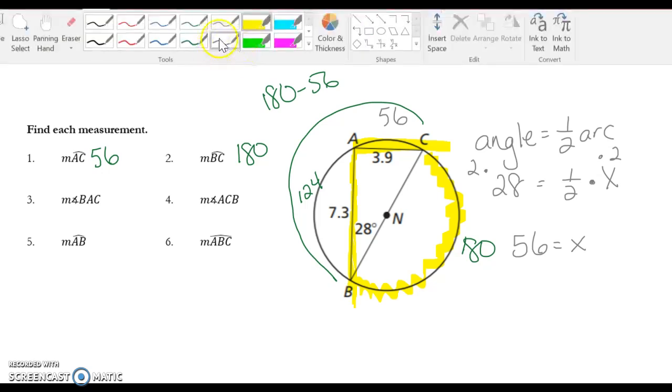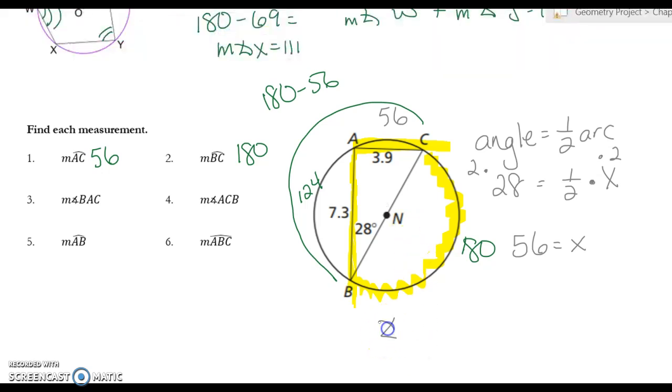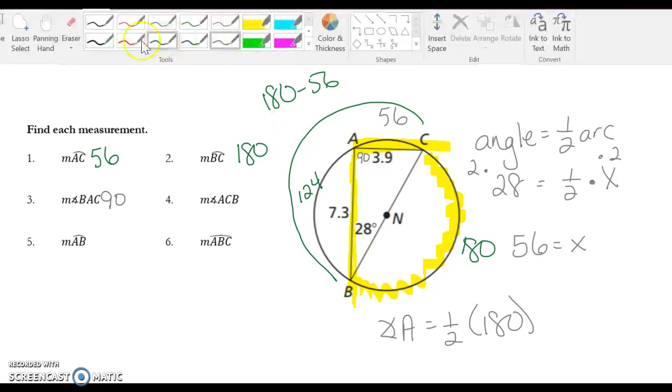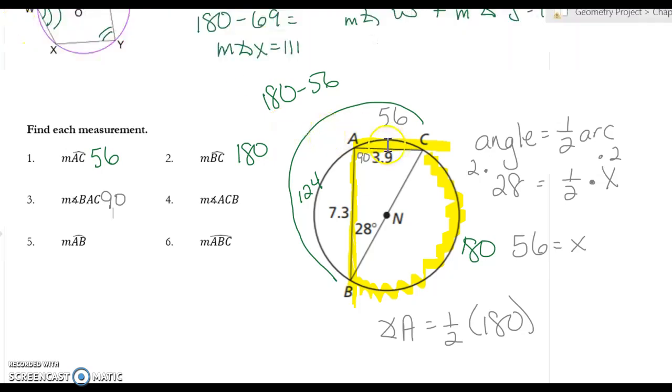So we're just going to call that angle A. It is equal to half of the arc, and the arc is 180. So angle A is half of 180, so angle A is 90. So angle A, BAC, is 90. Okay, so let's go ahead and see if I can erase that yellow that I selected. Hold on.